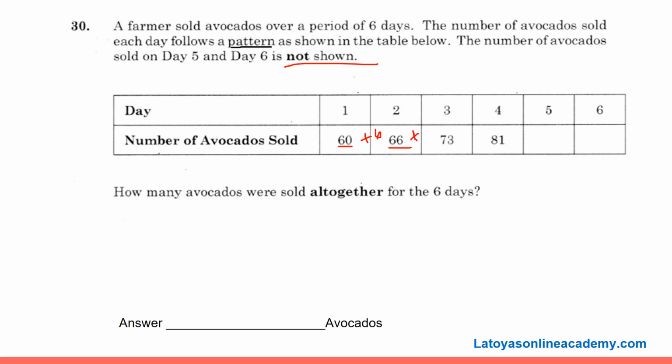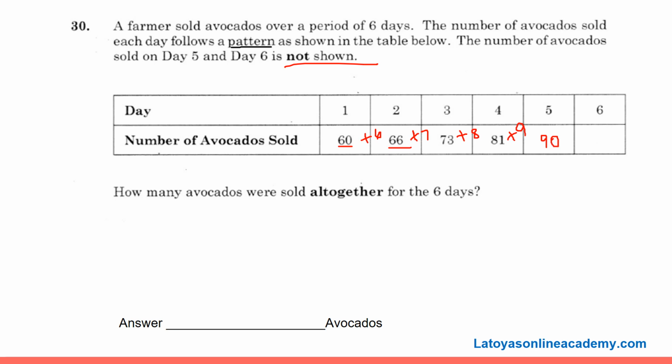From 66 to 73, what's the difference? That's 7. Wow. So you see that we added 6, then we added 7 to get 73. Now 73 to 81, that's a difference of 8. So we are adding 8. Wow. We've seen the pattern. We are going up 1 each time. So here we add 6, here we add 7, here we add 8. So what do you think we'll add here? We will add 9. So on the 5th day, 81 plus 9 is going to be 90 sold.